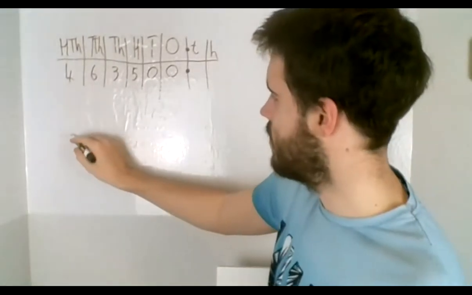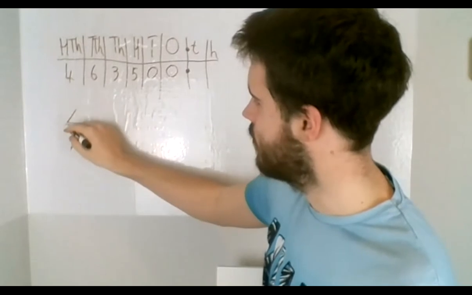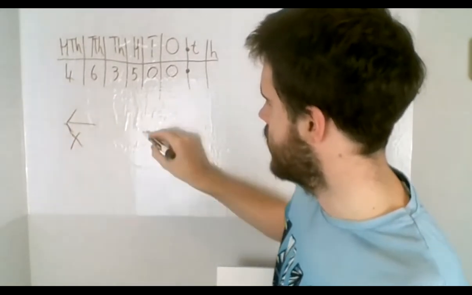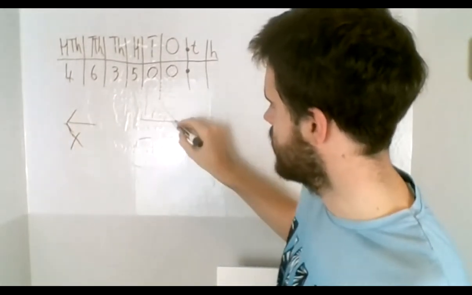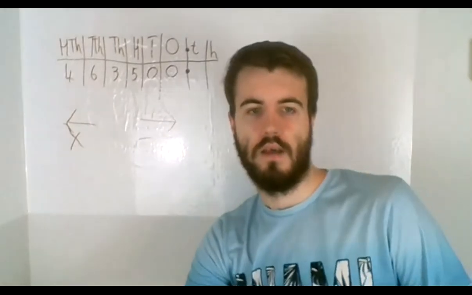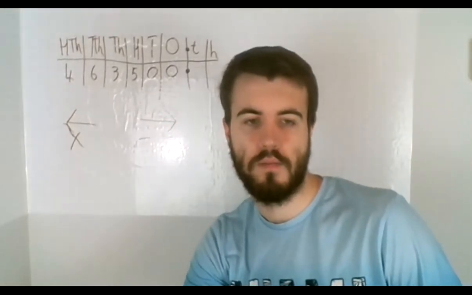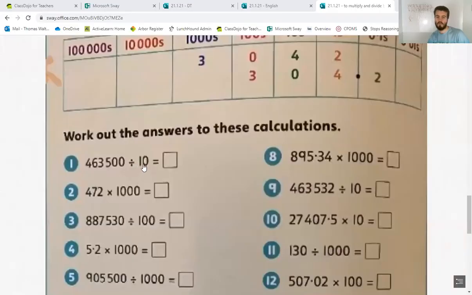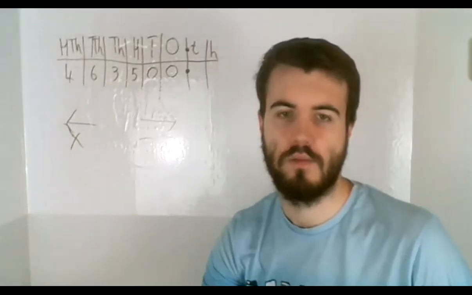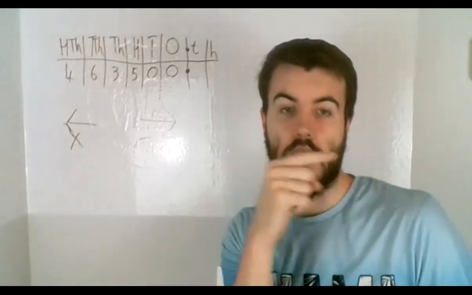When we move our numbers, if we're multiplying, our numbers move up that way. When we're dividing, our numbers move down that way. And we move them by the number of zeros in the number we're dividing or timesing by. So 10 has only got one zero. It's going to move all our numbers one jump. And because we're dividing by 10, they're all going to move one jump in that direction.